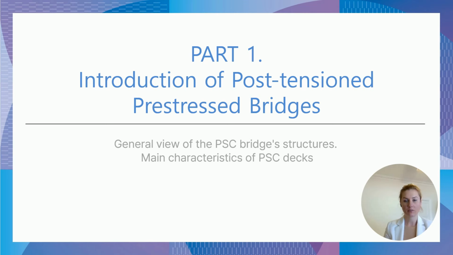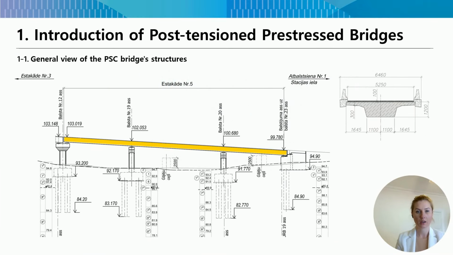Let's get started. Part 1. Introduction of post-tensioning pre-stressed bridges. The slide shows the design of our deck span, the modeling of which will be discussed. 3 spans, 15, 24, and 18 meters. 1 rib, 1,200 millimeters high in cross-section, diaphragms on each support. The span is supported on spherical bearings.